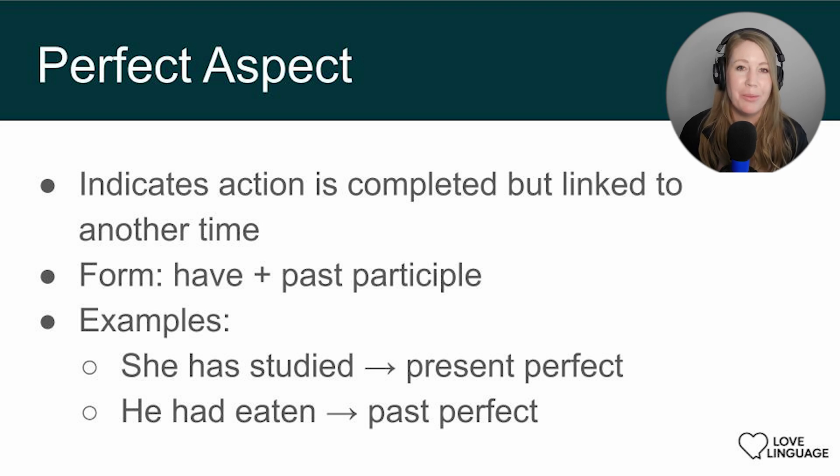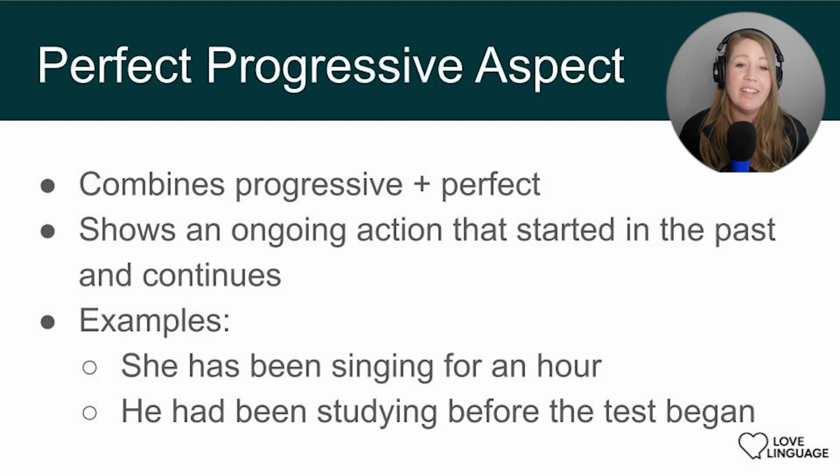Or another example, he had eaten. That's the past perfect, showing completion before another past event. And you can even have the future perfect, such as I will have finished, an action completed before a future time. Finally, let's look at the perfect progressive aspect, which combines perfect and progressive. It shows an action that started in the past, is ongoing, and may continue, giving us both completion and duration.